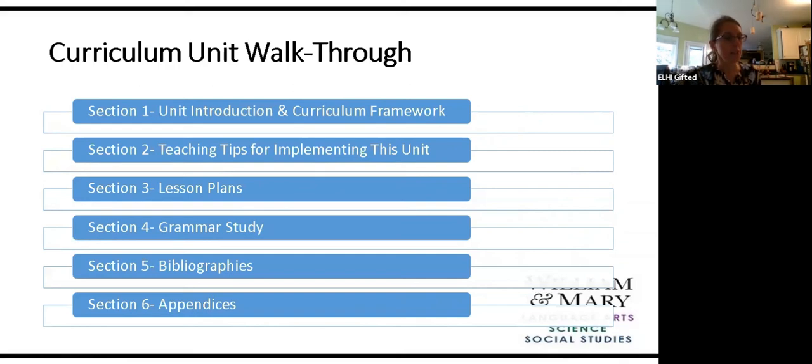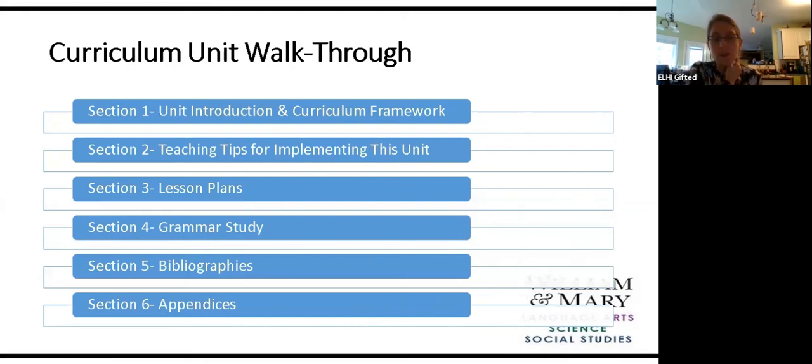So in section 1, you're really going to get an introduction to that particular unit and the framework, the way the whole curriculum is designed. You'll see the rationale, the goals, and the outcomes. There is a letter to the teacher, which hopefully you got a chance to read, just so you have kind of a bird's eye view of what this unit is about.